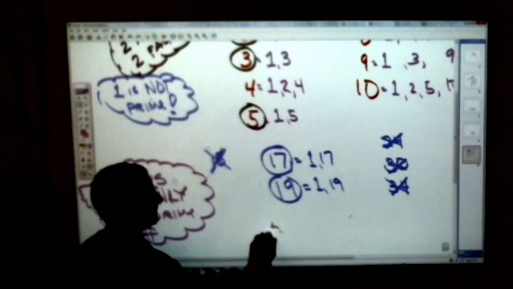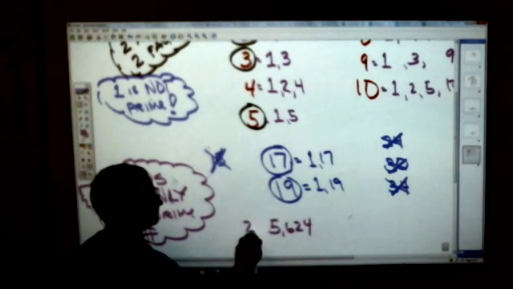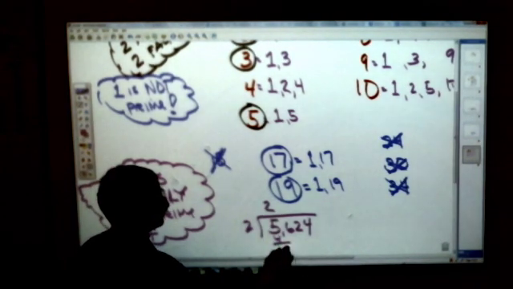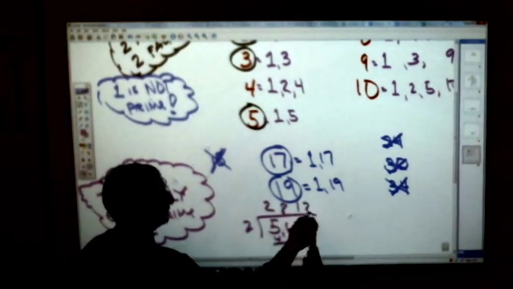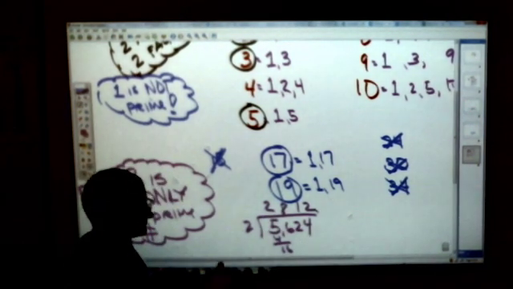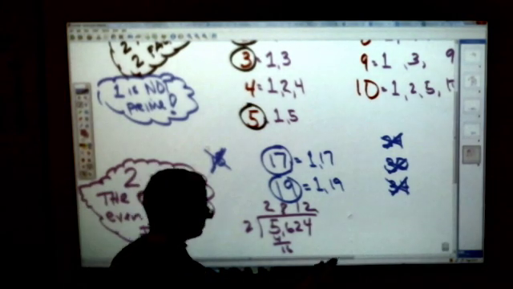If I had 5,624, I can always cut that in half and I'll get what? 2,812. 2 times 2,812 gives me 5,624. It doesn't matter. You can cut any even number in half. So anytime you have an even number other than 2, it's not going to be prime.